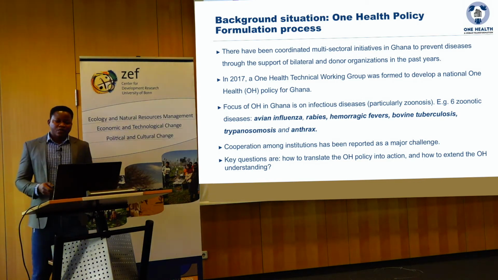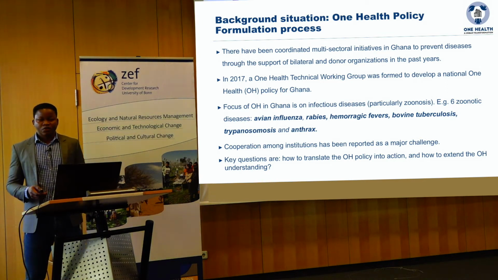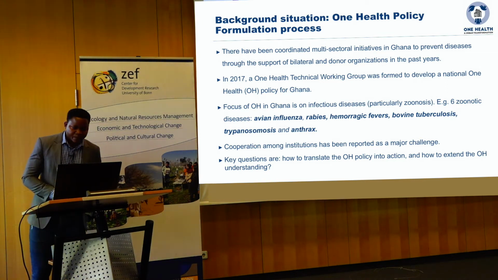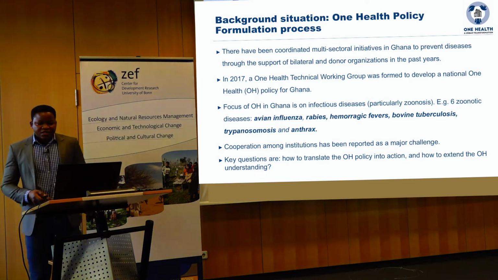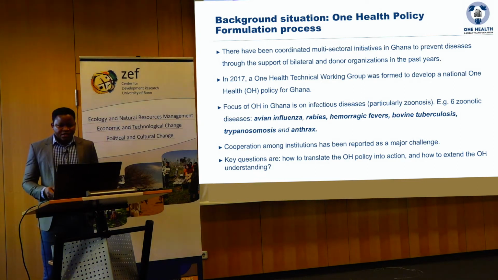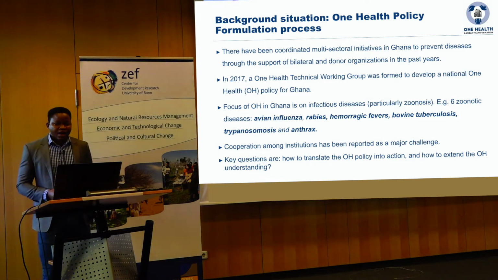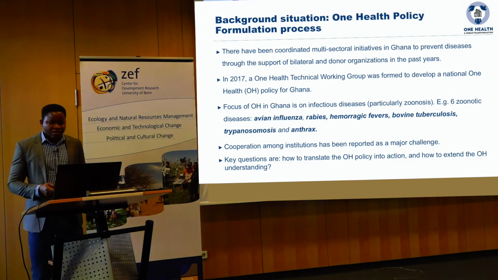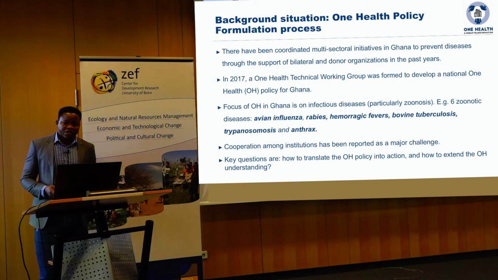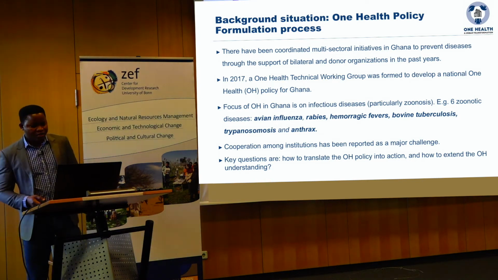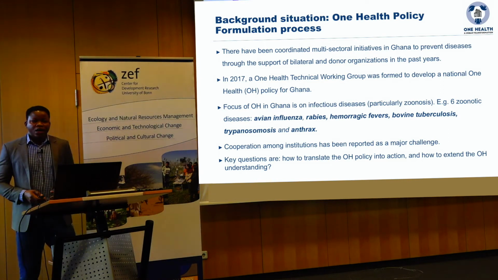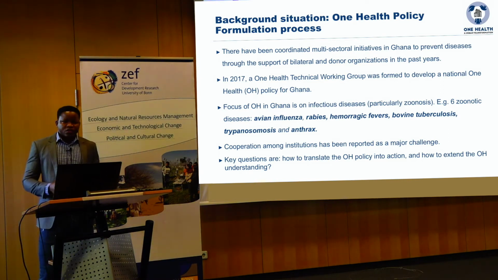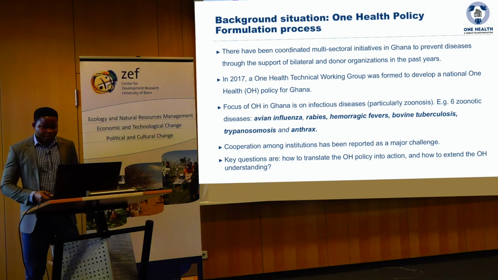The focus of the One Health policy was on infectious diseases, with particular focus on zoonosis. For example, 6 zoonotic diseases were prioritized, and they are avian influenza, rabies, hemorrhagic fevers, bovine tuberculosis, and trypanosomosis. Anthrax was the other disease.